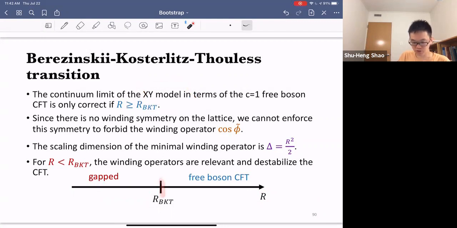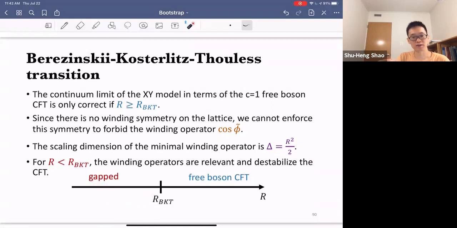And the reason for this transition, which is the famous BKT transition, is that in the UV we only have the U(1) momentum symmetry. So when I flow to the vicinity of the c=1 CFT fixed point, there's no reason for me to forbid the winding operator. So the winding operator will be generically generated. But when the radius is too small, my winding operator will be too light, and therefore it will destabilize this gapless phase.